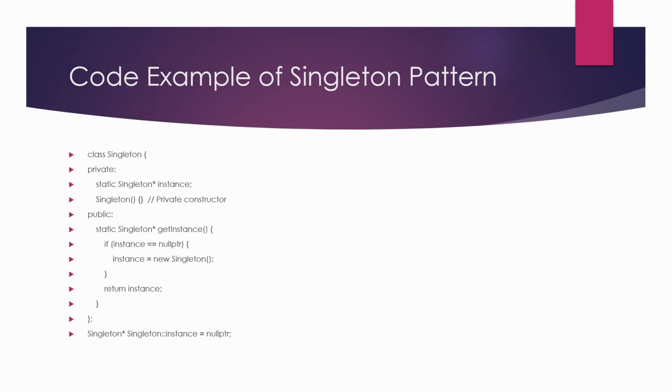Here's a quick look at the code for the singleton pattern. As you can see, the class has a private constructor, preventing instantiation from outside the class. It also contains a static method getInstance, which checks if the instance already exists. If not, it creates one and returns it. This ensures that only one instance of the class is created, regardless of how many times the getInstance method is called.